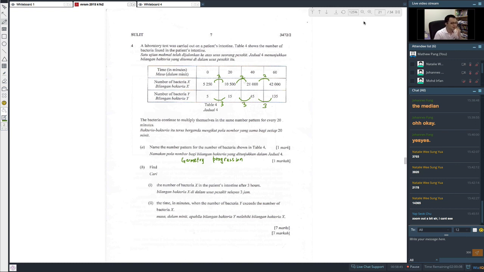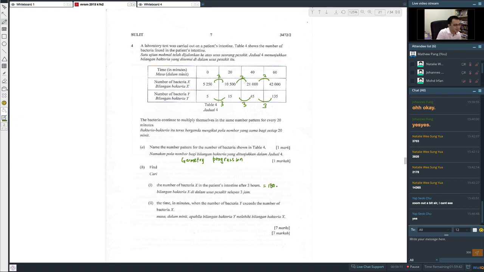Alright, so find the number of bacteria X in the patient after 3 hours. Now you have some problem here with 3 hours. First thing, your common sense tells you that you have to change to minutes. So 3 hours equals 180 minutes. But we want to know the number of bacteria X in 3 hours, means in 180 minutes. What will happen? This is 1 hour, right?